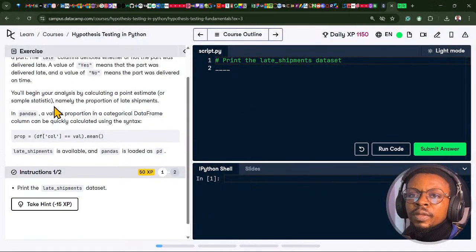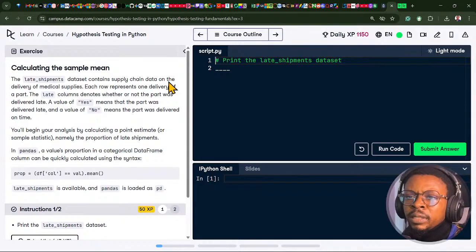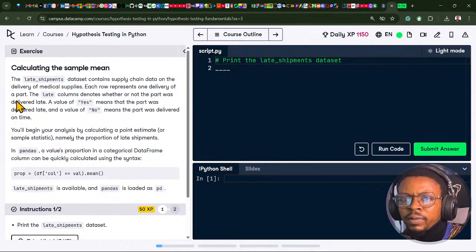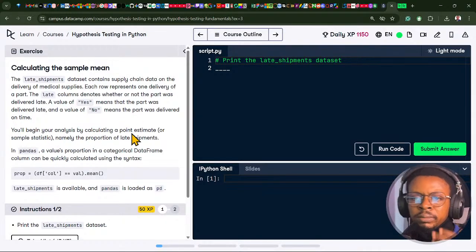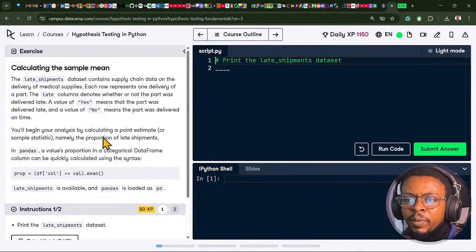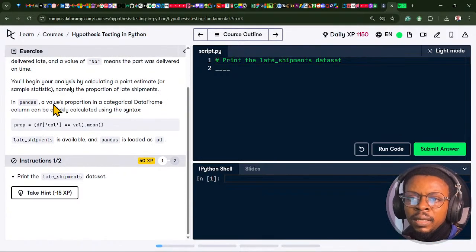So let's continue. It says the late shipment data set contains supply chain data on the delivery of medical supplies. Each row represents one delivery of a part. The late column denotes whether or not the part was delivered late. The value of yes means that the part was delivered late, and the value of no means the part was delivered on time. You will begin your analysis by calculating a point estimate, or sample statistic, namely the proportion of late shipments. In pandas, the value proportions of a categorical data frame column can be quickly calculated using syntax.